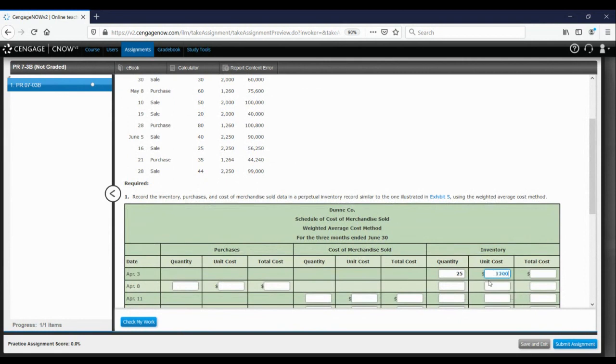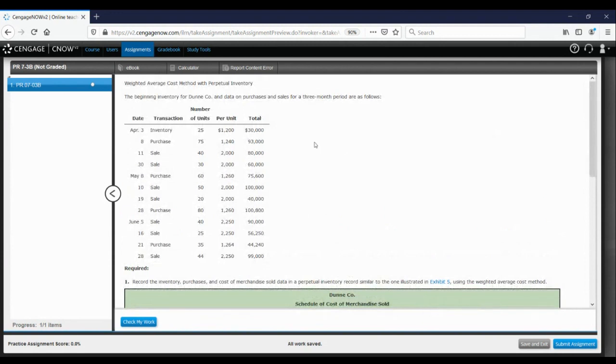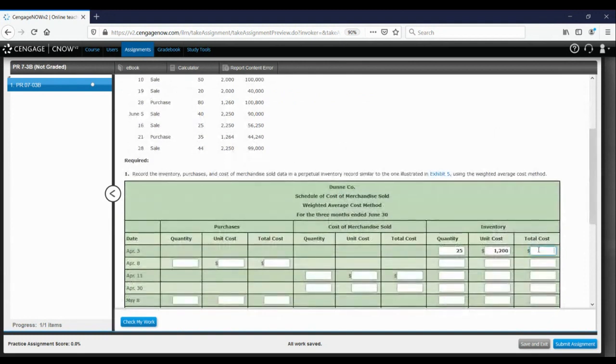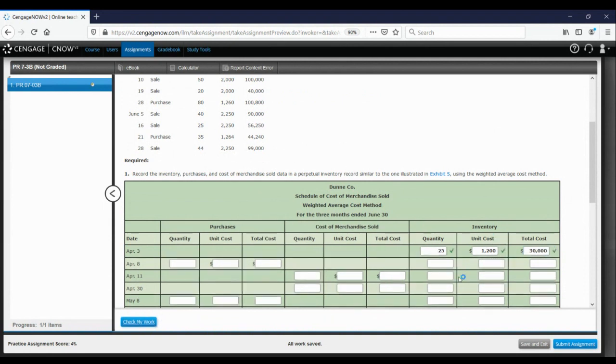Now you can multiply 25 times 1,200 and that will give you the total cost. But in this problem, they've already calculated that for you. The total cost was $30,000. So we're starting with 25 units in inventory at a unit cost of $1,200 a piece for a total cost of $30,000.